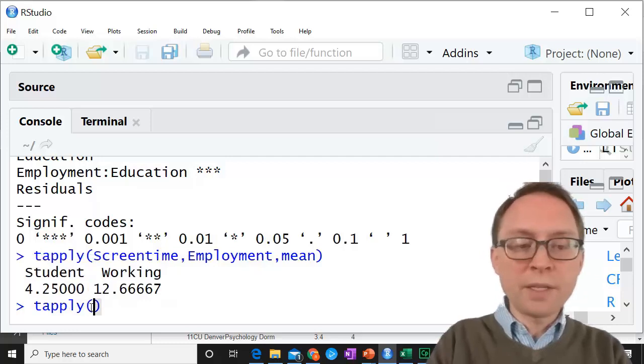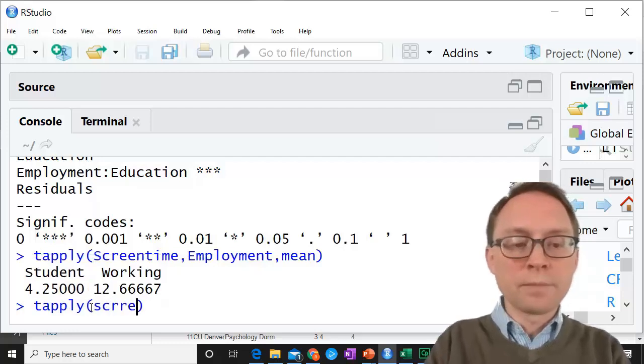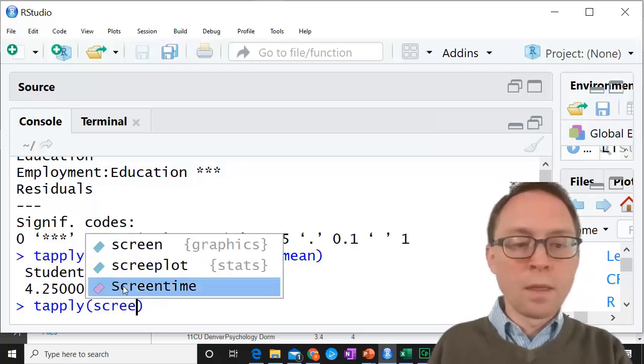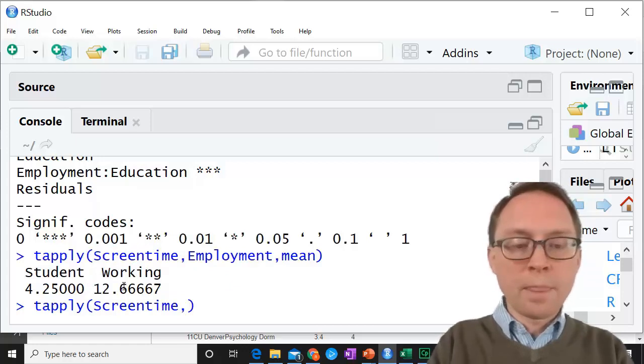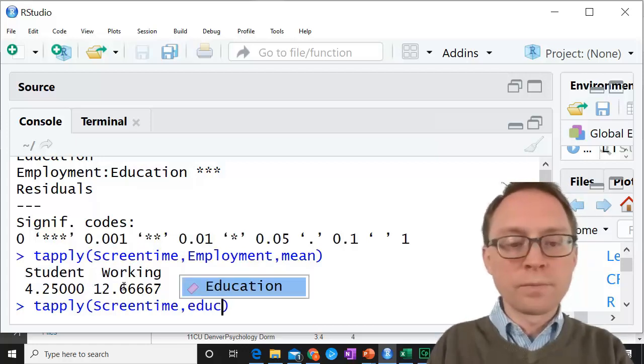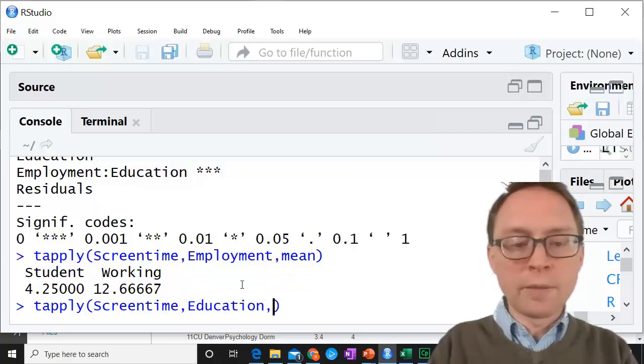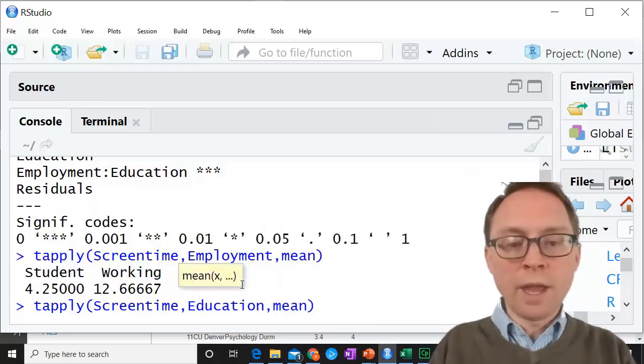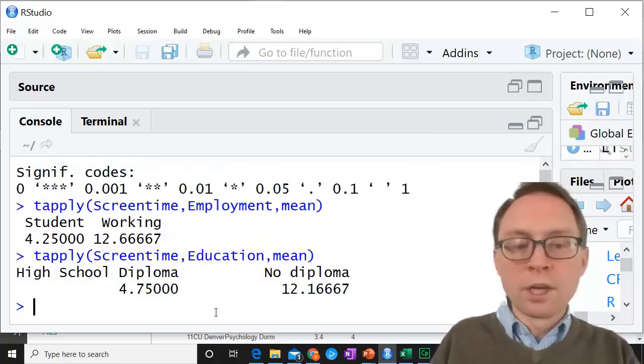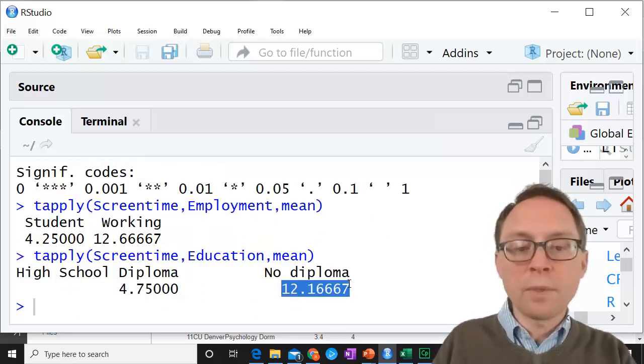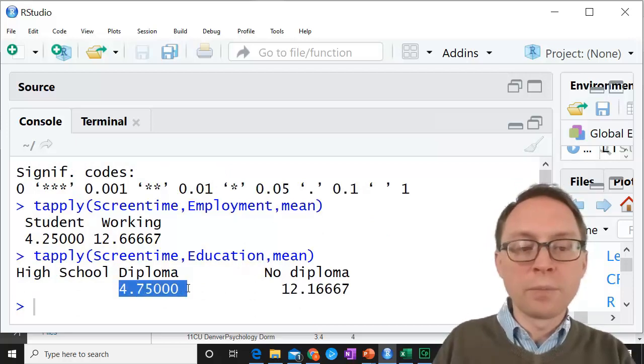Let's look at the other main effect. Screen time divided by education. And tell me the mean. And when we do that, here's what we get. People with no diploma are watching significantly more screen time than people with a diploma.